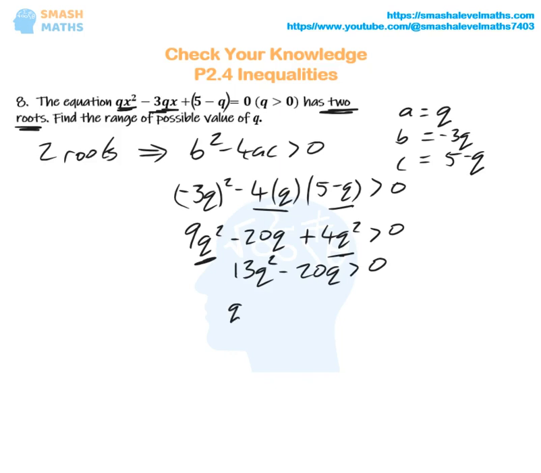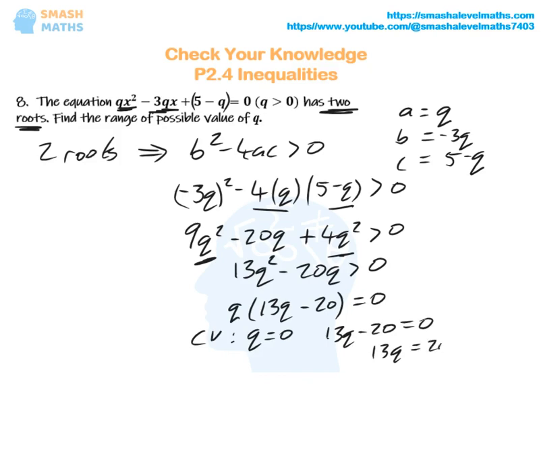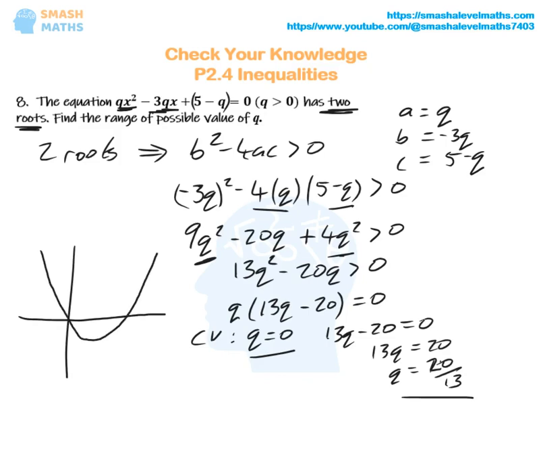So let's go for q(13q minus 20). For now I'm just going to go equal to 0 because I want my critical values. Here we go. So my critical values are q equals 0, and 13q minus 20 equals 0, giving us 13q is 20, so that q equals 20 over 13. Right, so I've got my two critical values, so let's just think about how it's going to work with the inequality. So if I plotted the thing in terms of q, there's q equals 0, and there's 20 over 13.